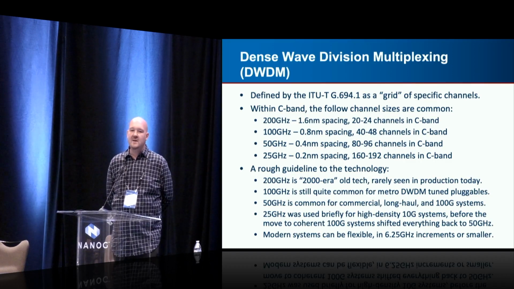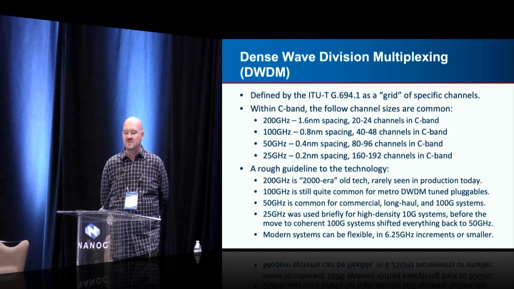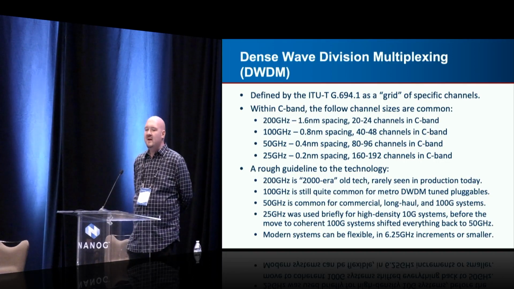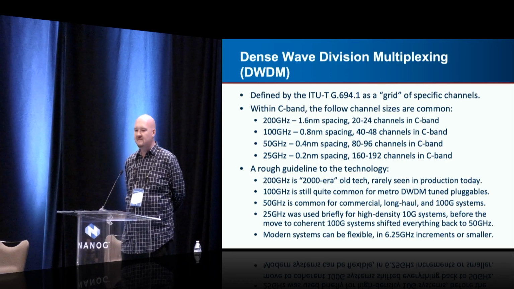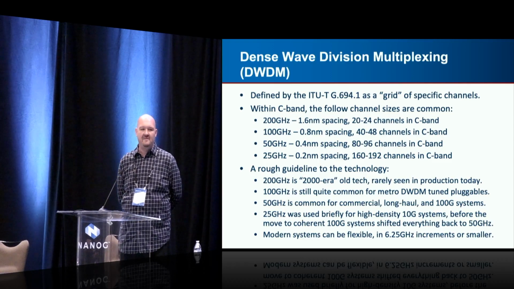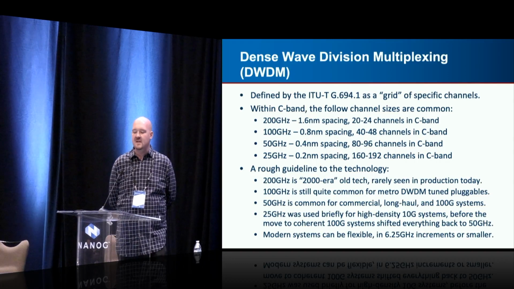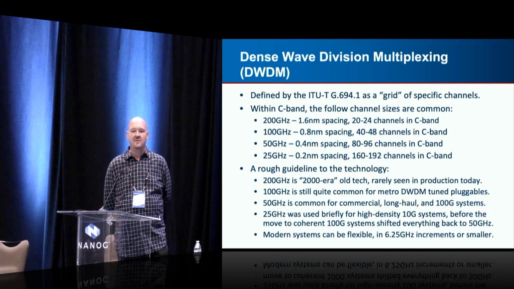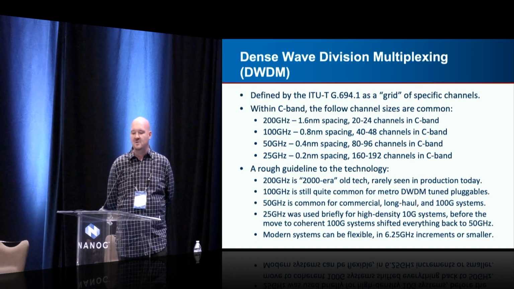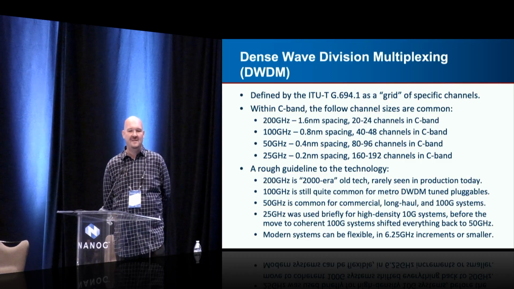The reason for this is that it has evolved throughout the years. 200 gig is pretty uncommon these days. You have to go out to the obscurest parts of the internet to still find this. This is kind of 2000 era, very old, very antiquated technology. 100 gigahertz is still very common for DWDM in the metro. Lots and lots of systems use 100 gig tunable. When I say 40 to 48 channels, 48 is what actually fits into C-band.